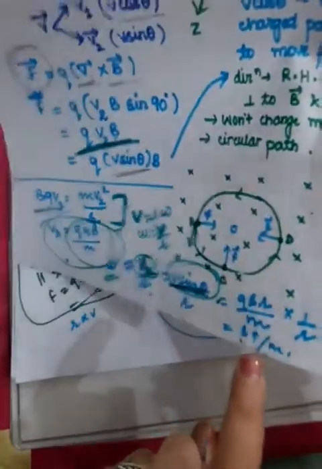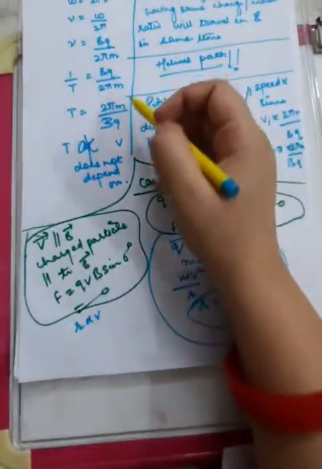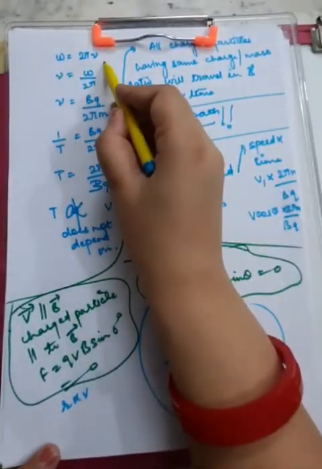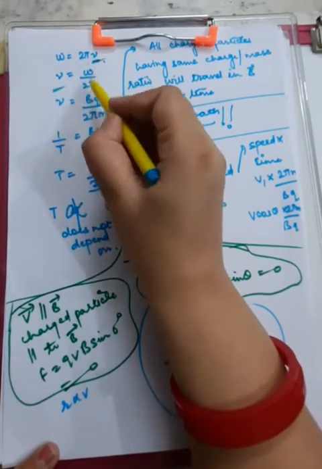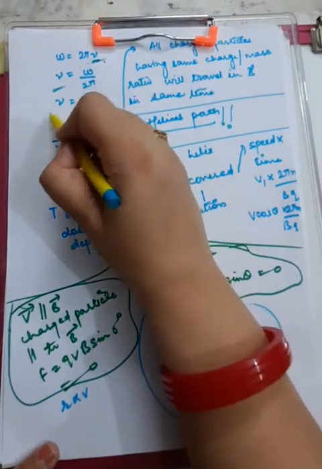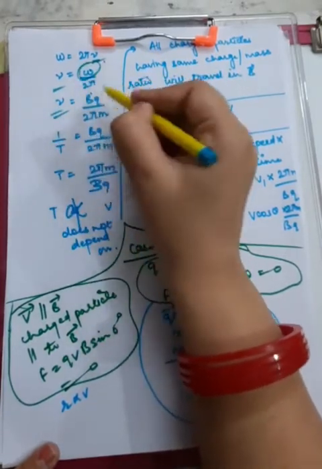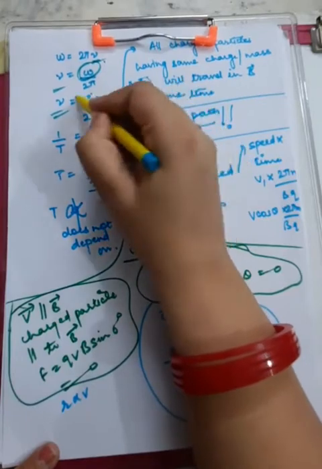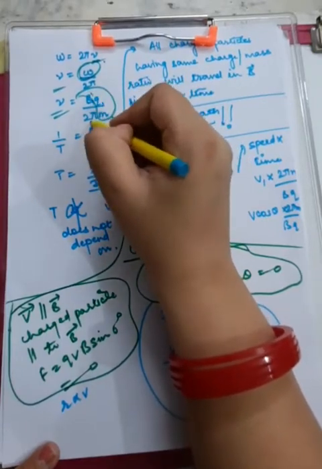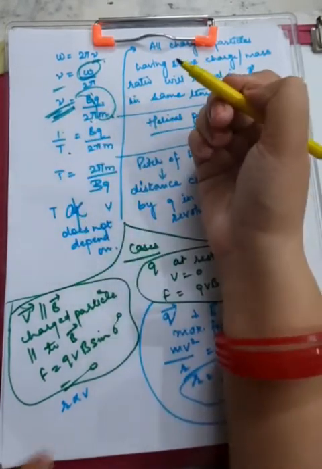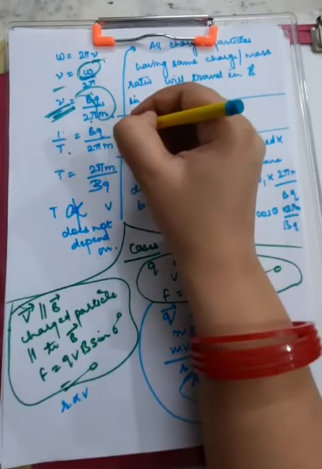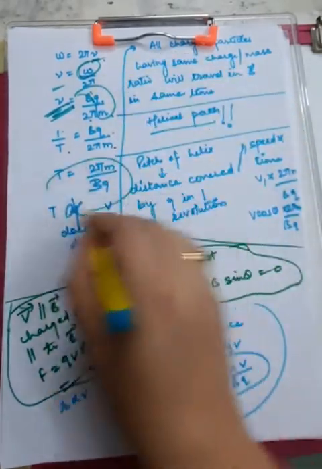So after you found this omega, BQ upon M, you know that omega, which is angular velocity, is equal to 2 pi nu, where nu is the frequency. Frequency will be equal to omega upon 2 pi. So frequency will be equal to BQ upon M divided by 2 pi. But nu frequency is also equal to 1 upon time period. So 1 upon time period is equal to this stuff. So find out the value of time period.